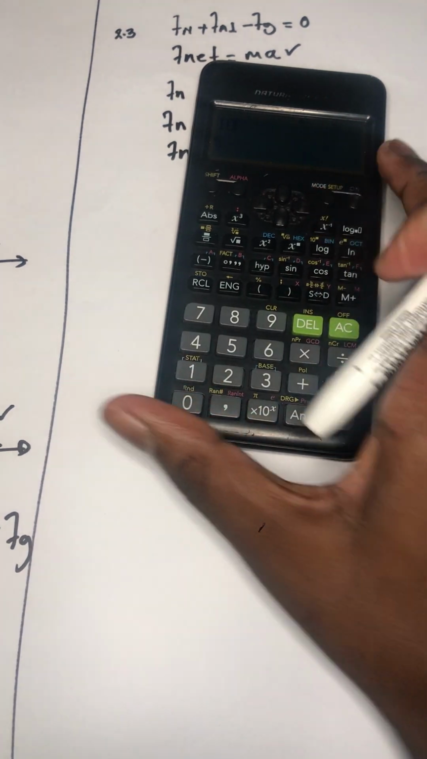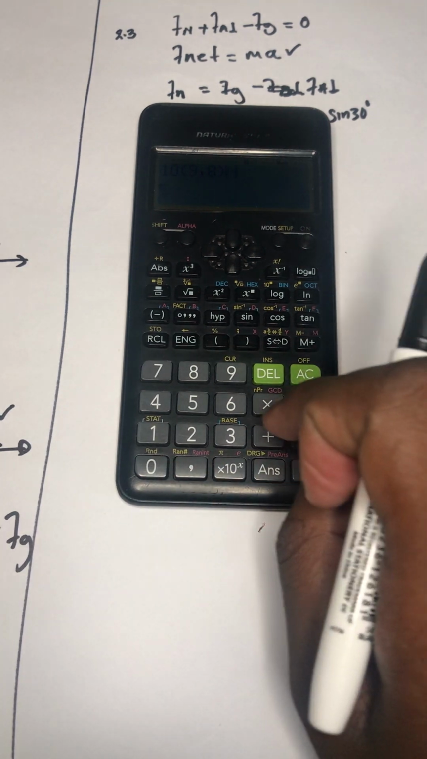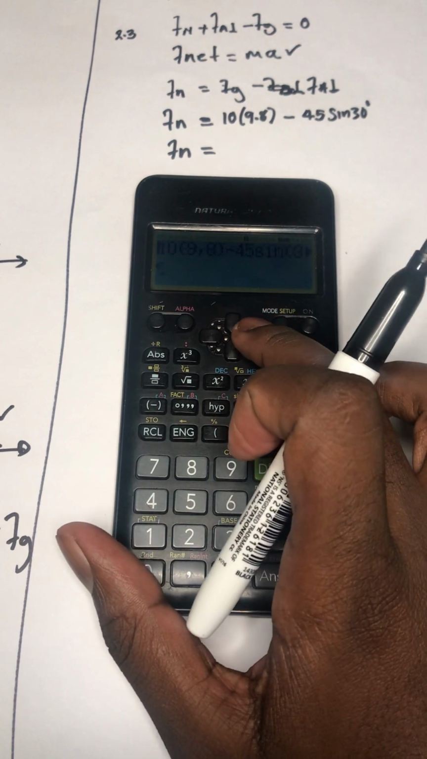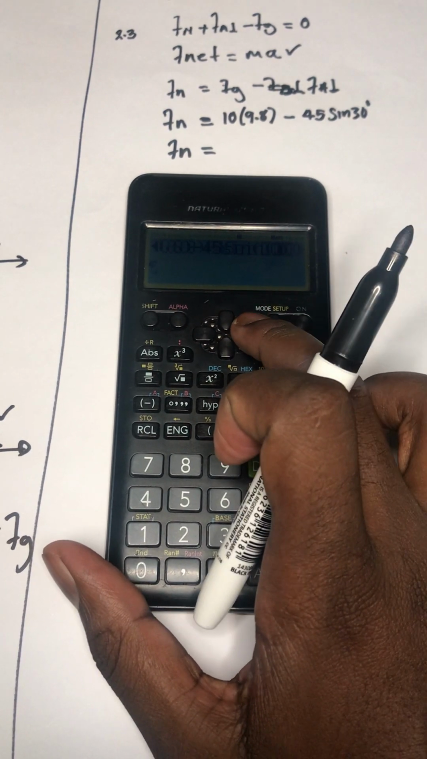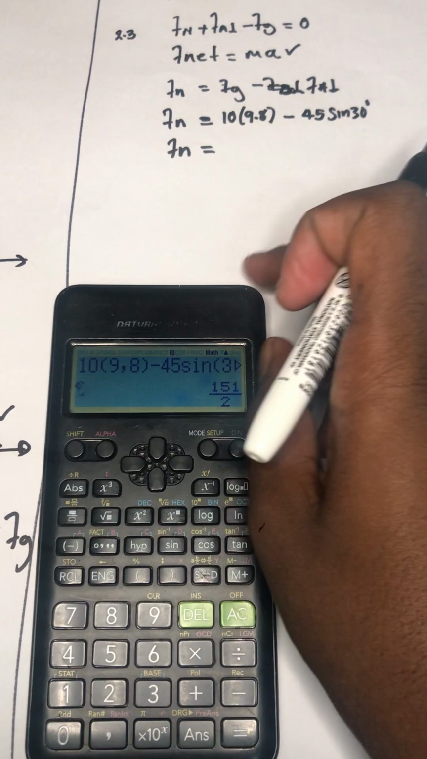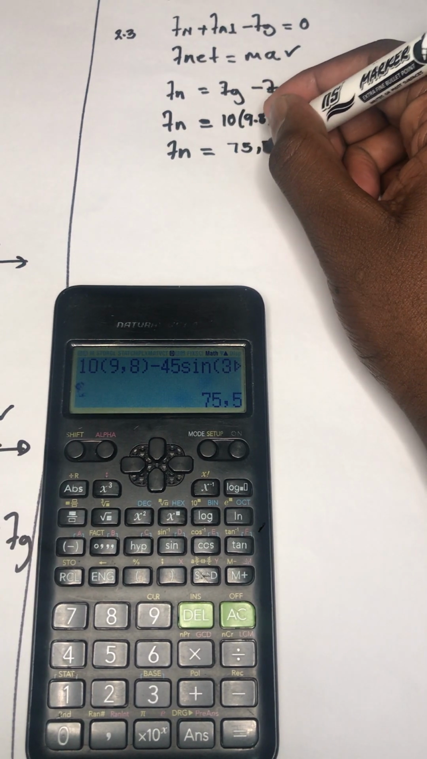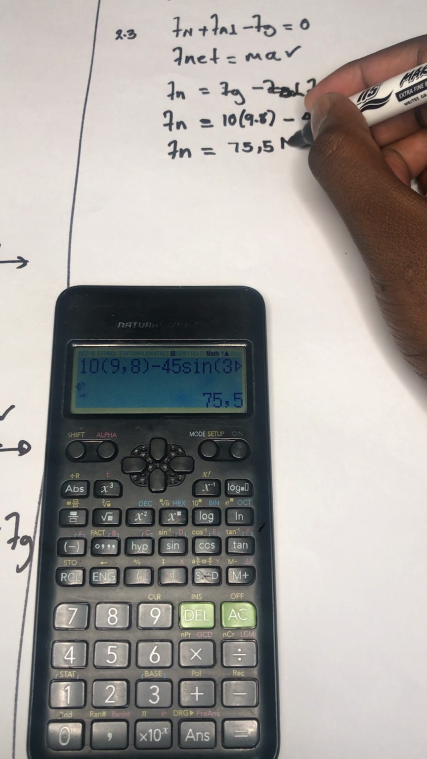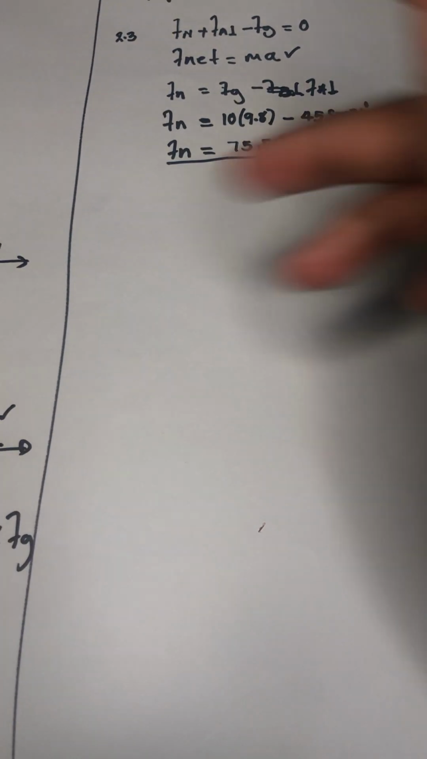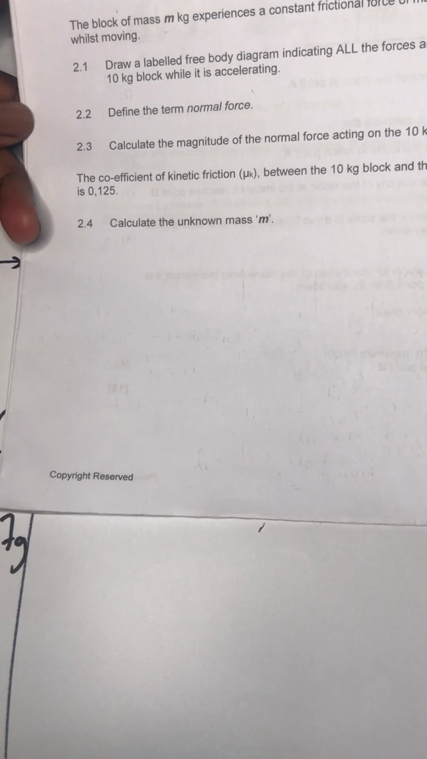This is 10 times 9.8 minus 45 sin 30. Make sure you check that it is exactly correct before pressing the equal sign. You have normal force as 75.5 newtons. This is your normal force. For the 10 kg block, we have normal force as 75.5. I hope you follow.